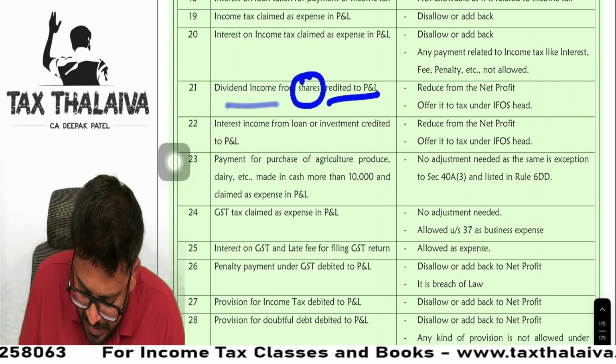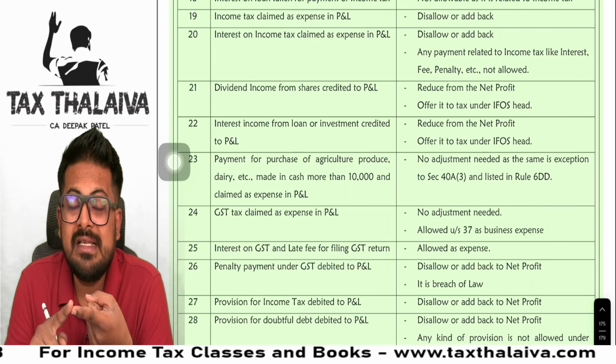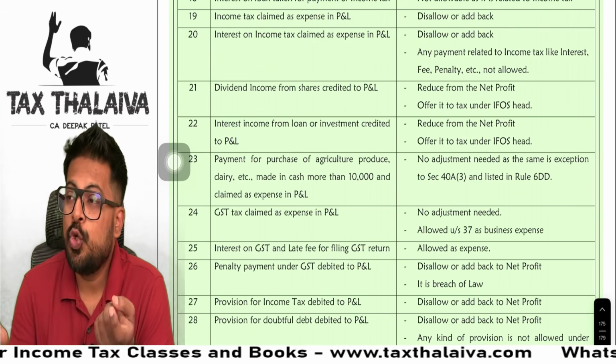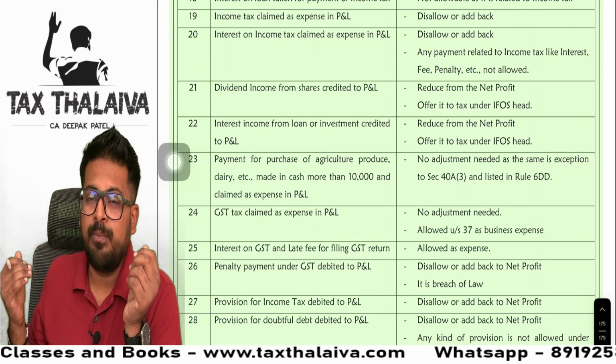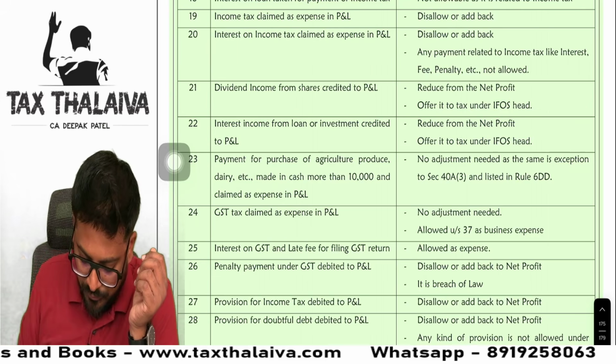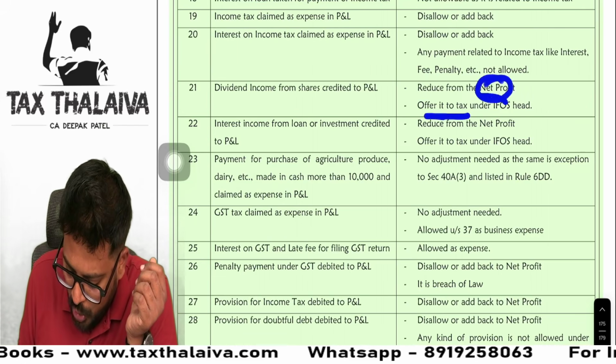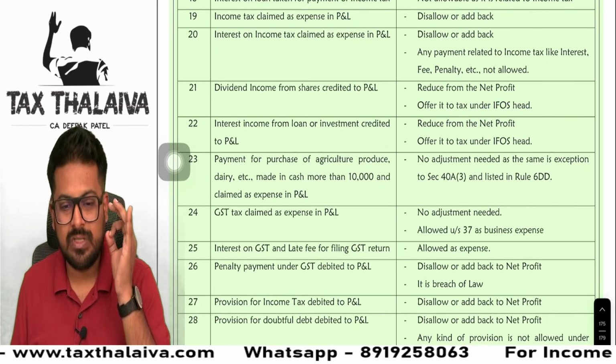Dividend income from shares credited to profit and loss account. Dividend is an income from other sources item. You have credited it in the profit and loss account, which is wrong. So we will reduce it from the net profit and offer it under the income from other sources head.